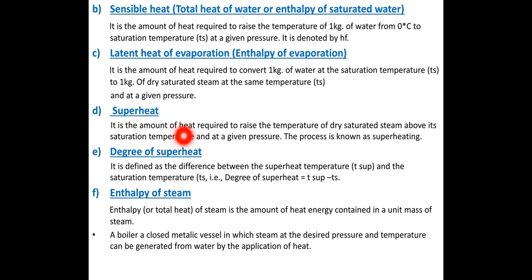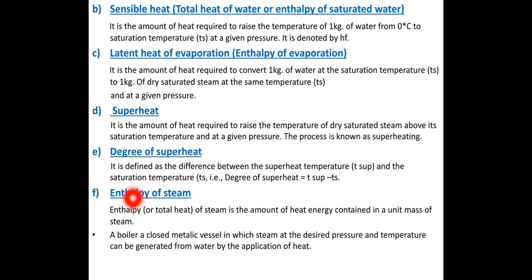Superheat is the amount of heat required to raise the temperature of dry saturated steam above its saturation temperature at a given pressure. Refer to the graph: superheat means when we heat the dry steam from point C to point D, the amount of heat between C and D is the superheat. Degree of superheat is the difference between T super and Ts, where T super is the superheated temperature and Ts is the saturation temperature.